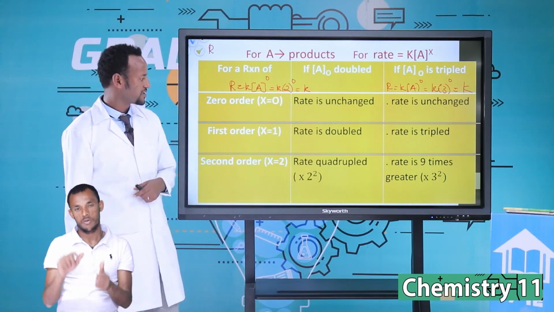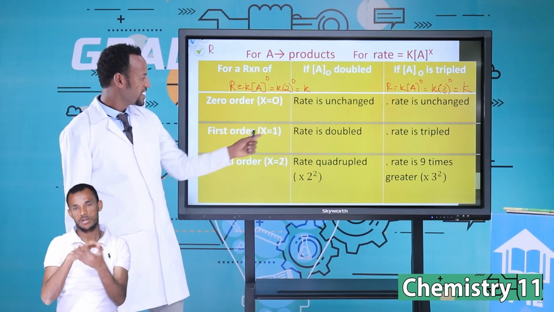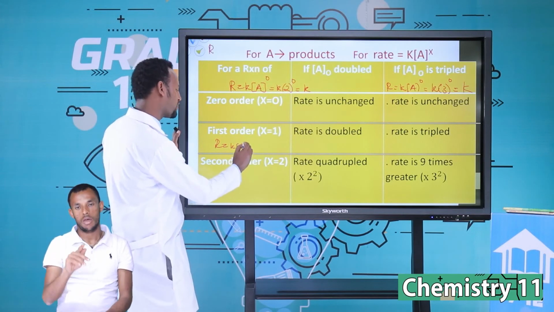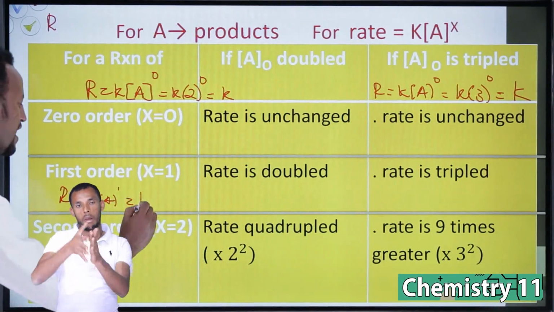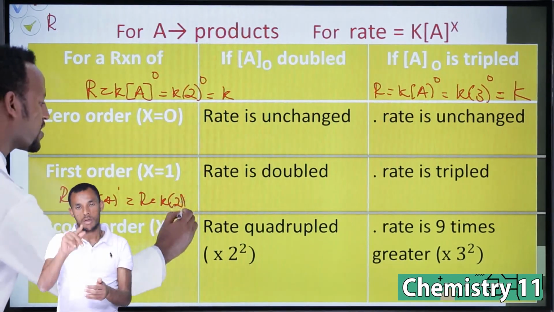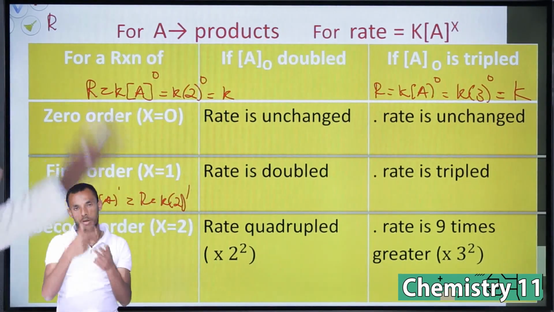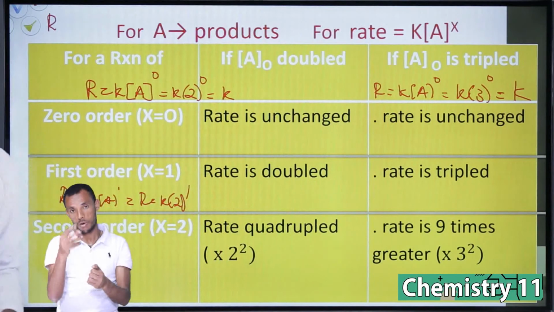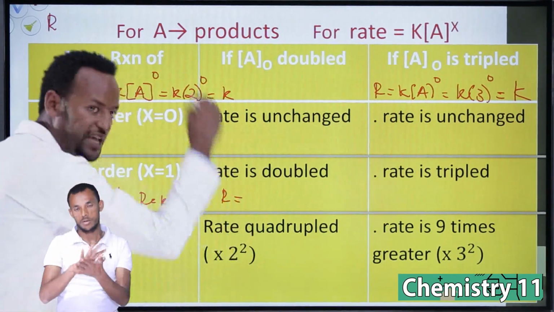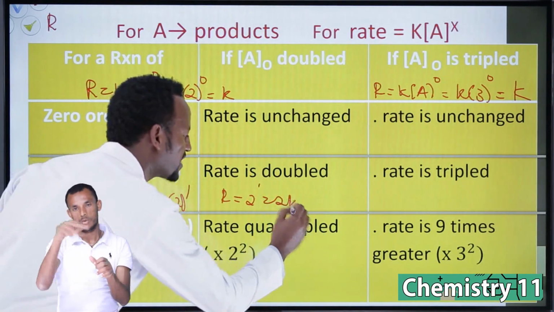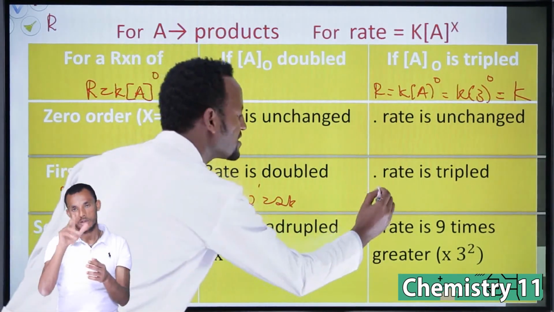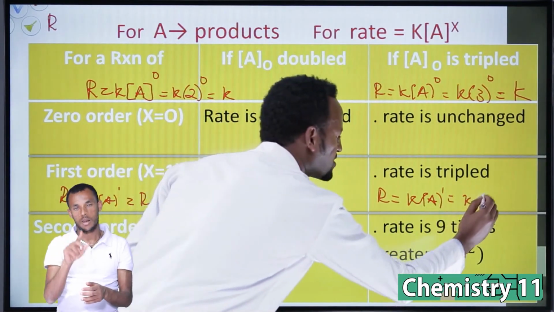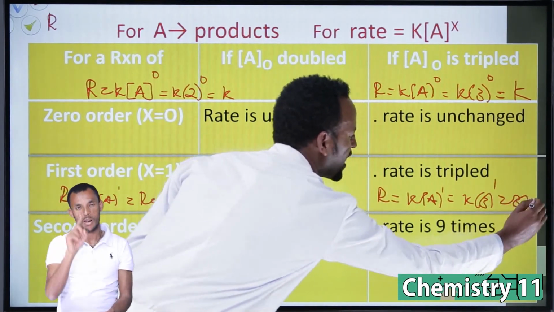Similarly, for first order reaction, x is equal to 1. x equal to 1 means R is equal to K A to the power of 1. Doubled means R is equal to K times 2 to the power of 1. 2 to the power of 1 is how much? 2. 2 times K, 2K. Is the rate changed? Yes, changed by double. Therefore, rate is doubled. Tripled means R is equal to K times 3 to the power of 1, which is 3K.